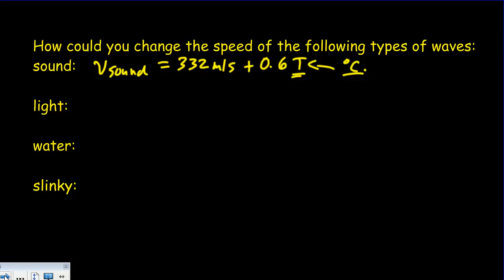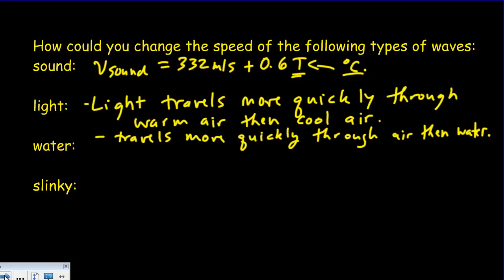Light waves, well, light can travel all the way from the sun to here without any medium at all. So light's the only thing that can travel without a medium. But when it is traveling through a medium, we can affect that medium. Light will travel more quickly through warm air than cool air. Light will also travel much more quickly through air than it does through water.